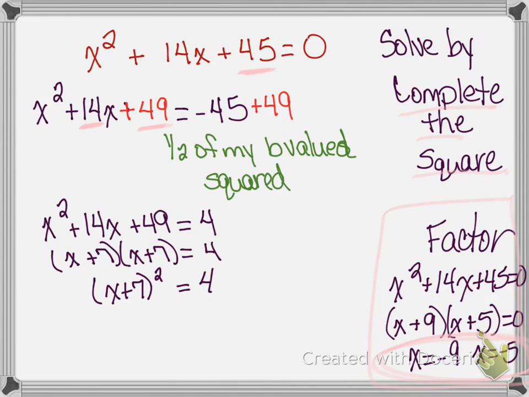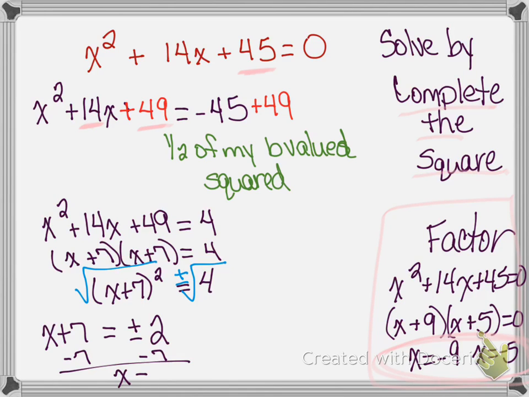At this point, I take the square root of both sides. When I take the square root of 4, I have to do the plus or minus. Don't forget your plus or minus. So then I've got x plus 7 equals plus or minus 2. I got the 2 because I can take the square root of 4. Now I subtract 7 from both sides, and I'm left with x equals negative 7 plus or minus 2.